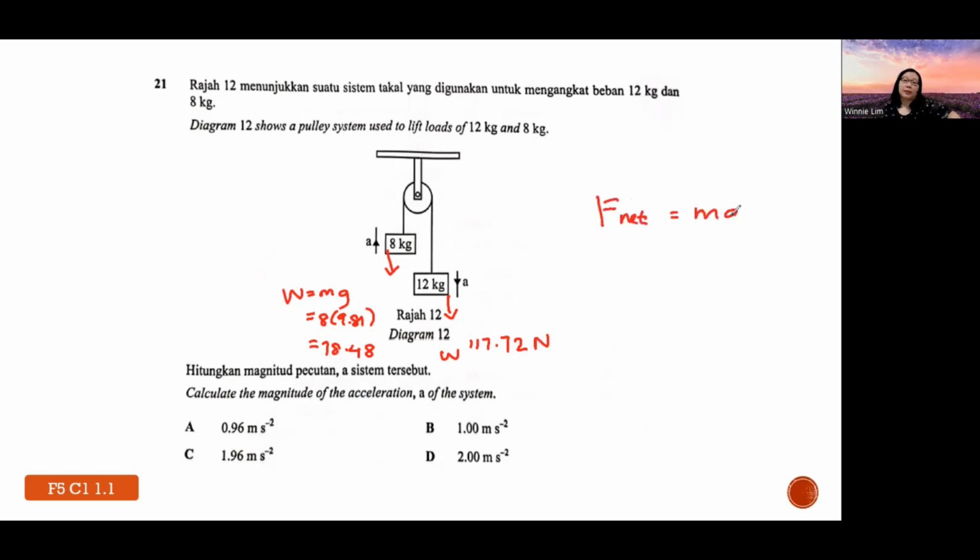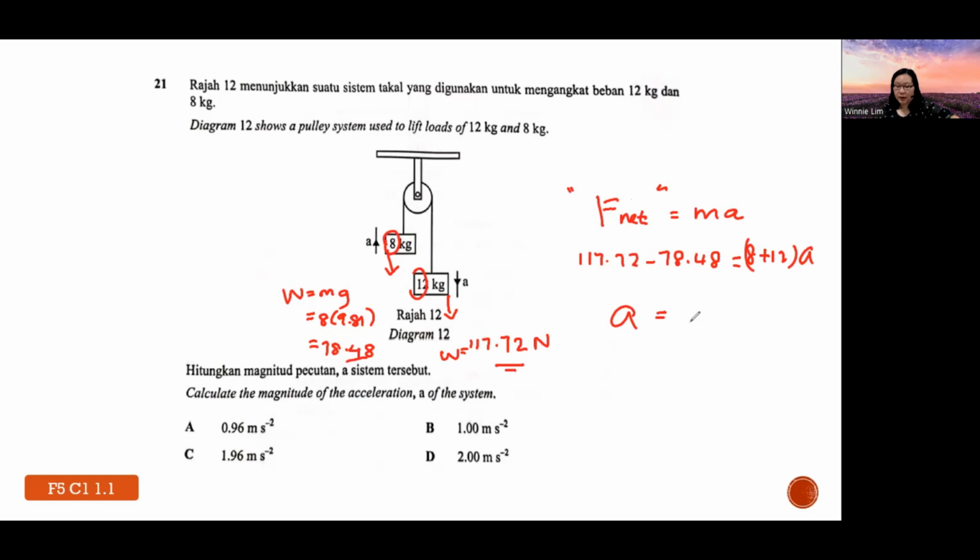Okay, so to calculate this, you generally use Newton's second law: F net equals ma. So how do you get the net force on this system? Your net force involves only these two. So we will use 117.72 minus 78.48. Now, this mass refers to the mass of both loads, which is 8 and also 12. So you have 8 plus 12, times a.